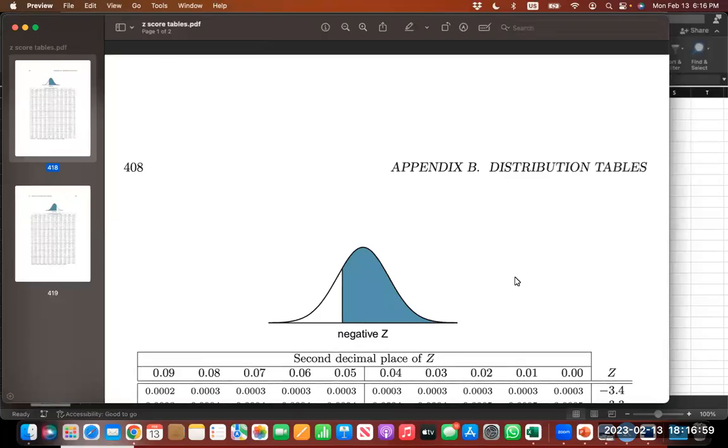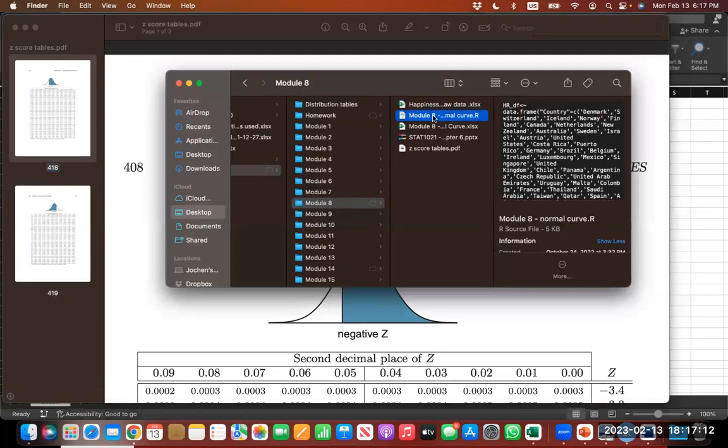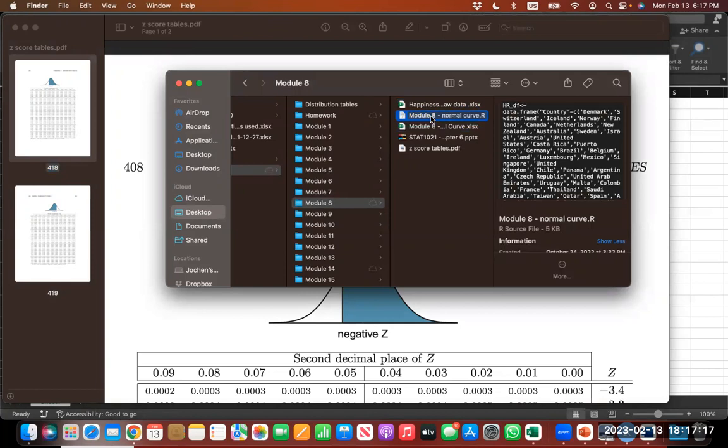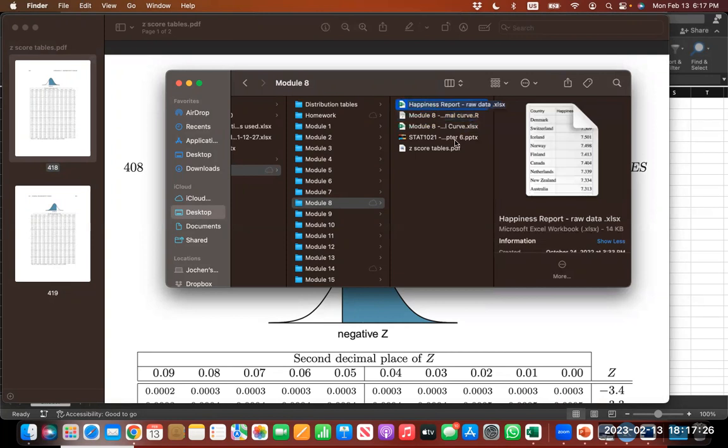Okay, so firstly, we have the distribution table that looks a little complicated. You will see it's not. It follows a very easy scheme. You have an Excel file and an R file that is labeled normal curve, and that basically is a characterization of the normal curve in mathematical terms, and you have happiness scores from 157 countries all over the world, and you have a PowerPoint presentation.